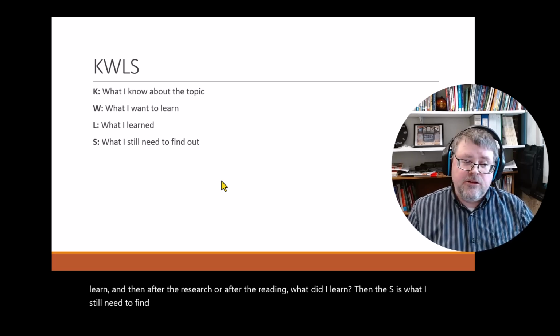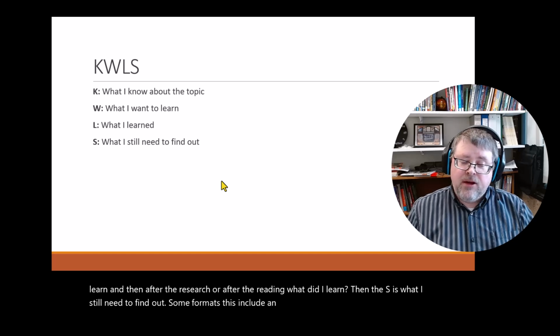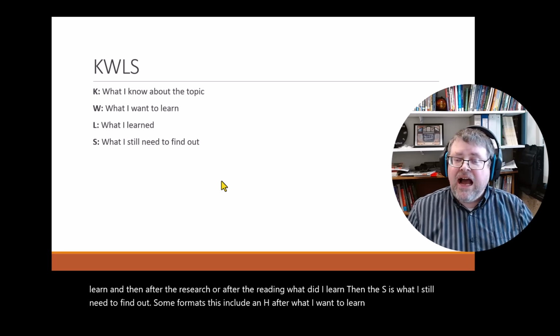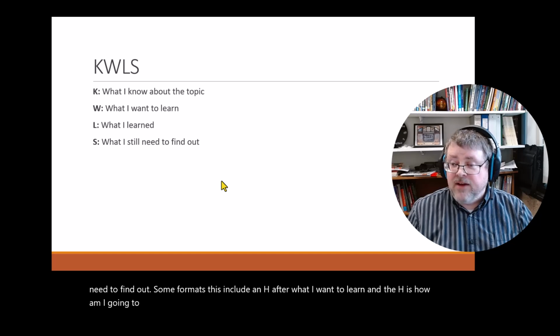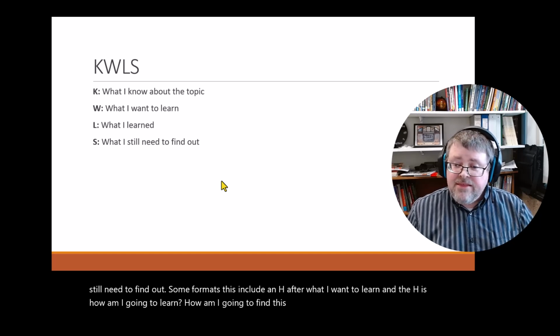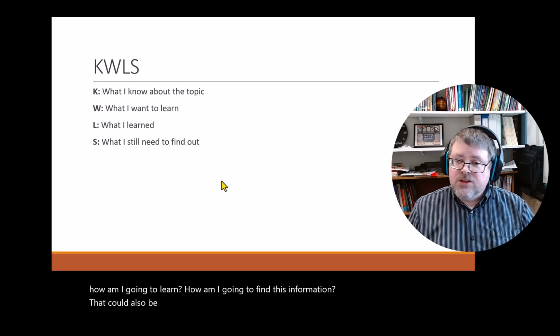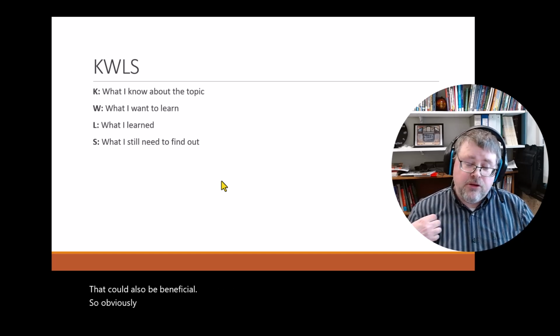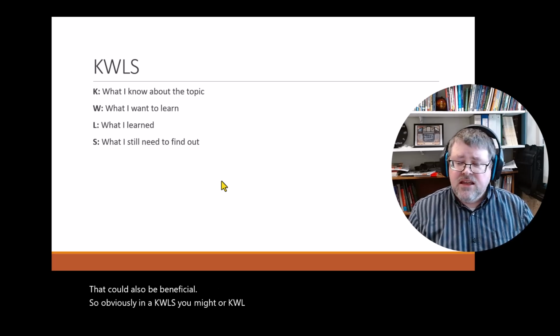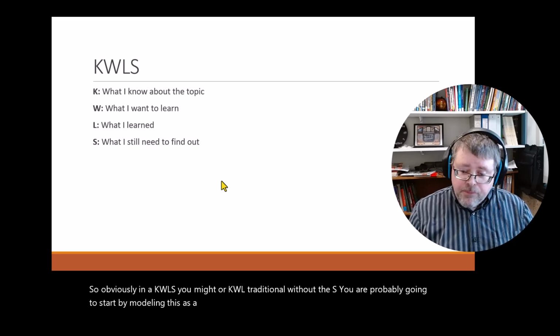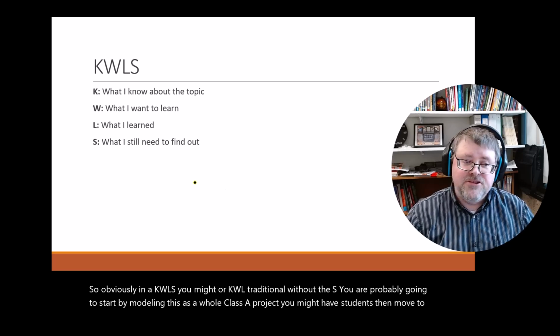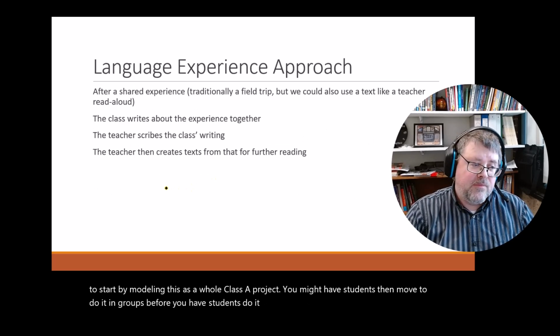Some formats of this include an H after what I want to learn, and the H is how am I going to learn? How am I going to find this information? That could also be beneficial. So obviously in a KWLS, or KWL traditional without the S, you are probably going to start by modeling this as a whole class project. You might have students then move to doing it in groups before you have students do it individually.